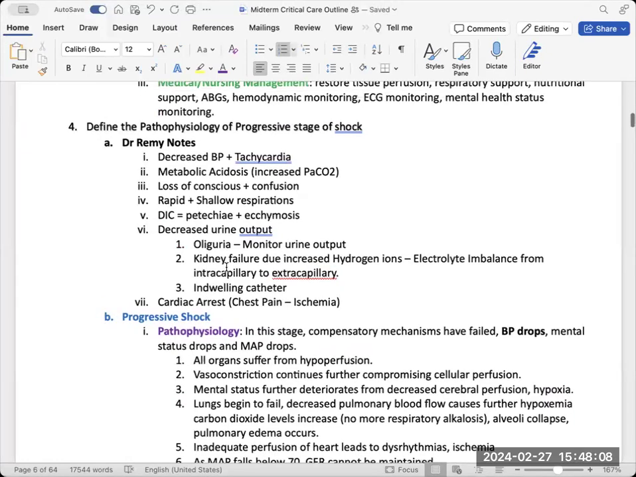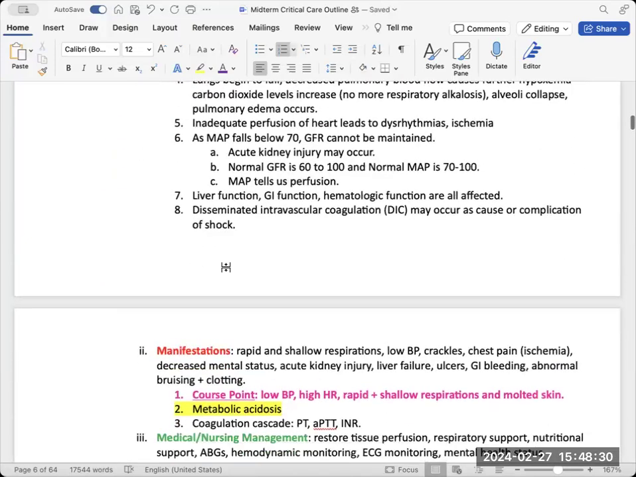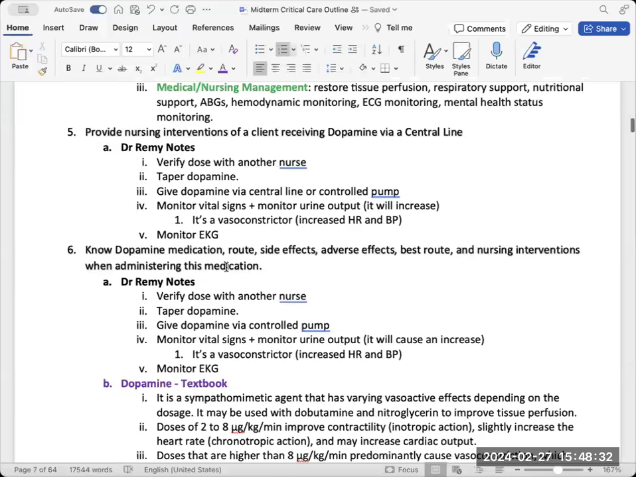Okay, so I'm not going to define the pathophysiology again, but just remember, we're talking about hypoperfusion, we're talking about compensatory mechanisms failing, which causes further deterioration or further exacerbation of the symptoms they're already getting, and now they're in metabolic acidosis, and their blood pressure drops, and that MAP falls, okay? So I'm not going to repeat because we already did it, and I want to make sure we get through every question with everybody's answers and all that.